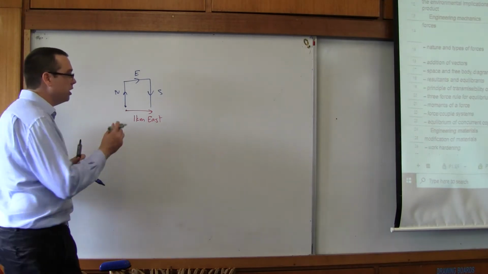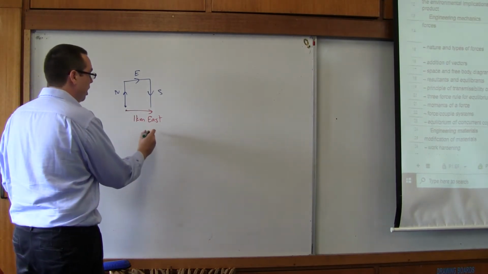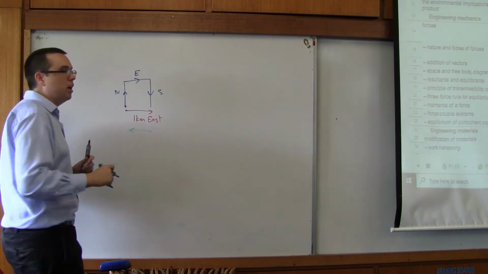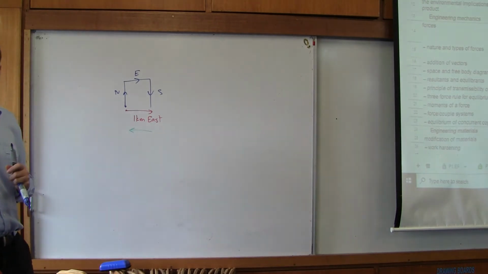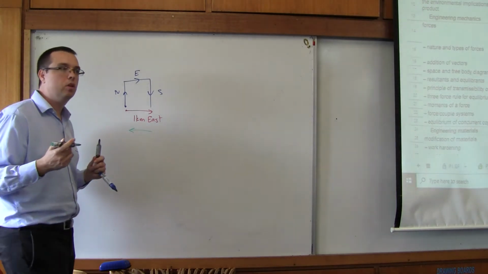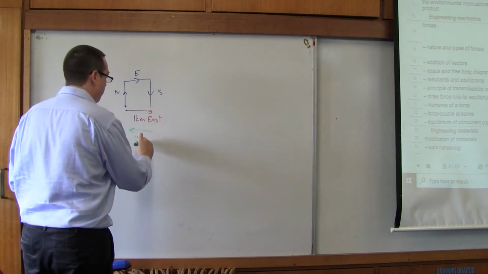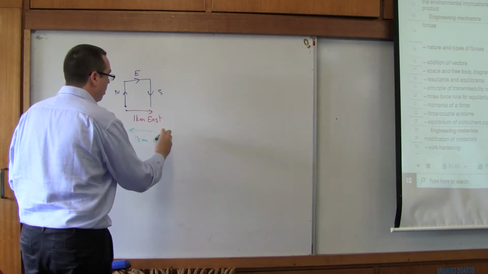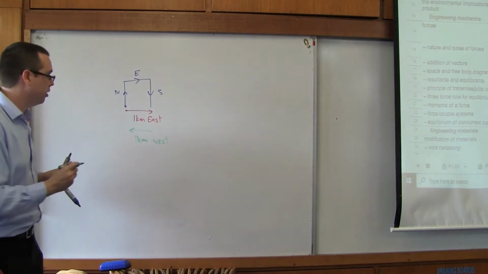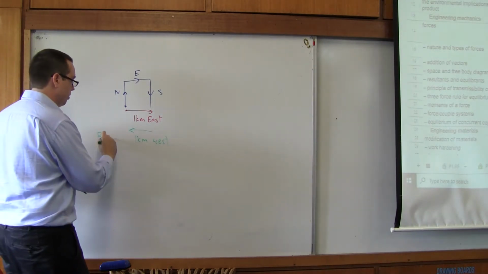Now, that's a resultant. An equilibrium is how far would she need to go to get back to her car and drive home? 1 kilometre west. Now, this right here is the resultant.